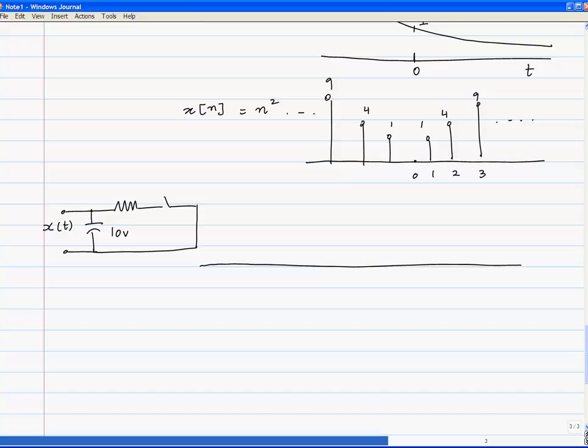Okay, so what is going to happen is this. If you think about how the voltage is going to change, it's going to be 10 volts until time becomes 2 seconds. And then the switch is closed at t equal to 2, so the capacitor is going to discharge and the voltage is going to decrease. And you know that it decreases in an exponential way, right? So it's going to decay something like this.